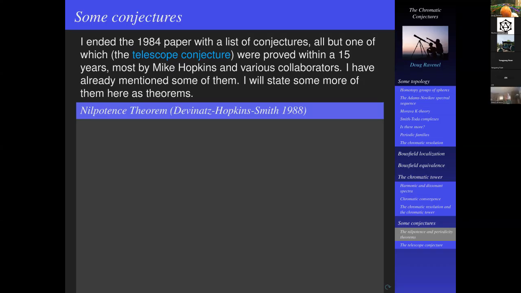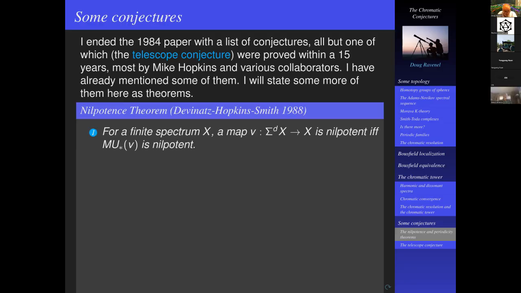This was conjectured in the 84 paper and proved by Devinatz, Hopkins, and Smith in 1988. It says the following. If you have a finite spectrum X and a map from some suspension of X to itself, it's nilpotent, meaning some iterate of it is null homotopic, if and only if the corresponding map in MU star homology is nilpotent. Now, if you're in the p-local world, you can replace MU by BP.